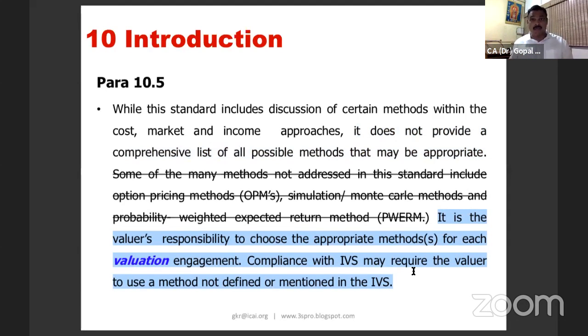Sometimes that method may not be there as part of the standard. Compliance with IVS may require the valuer to use a method not defined or mentioned in IVS. So some of the methods may not even be defined or explained in the standard, but you have to choose it. So all methods have not been given in the standard. The standard is not comprehensive. Standard in terms of method is only illustrative. Please note it down. In terms of method, it is only illustrative. So you can actually bring out other methods.